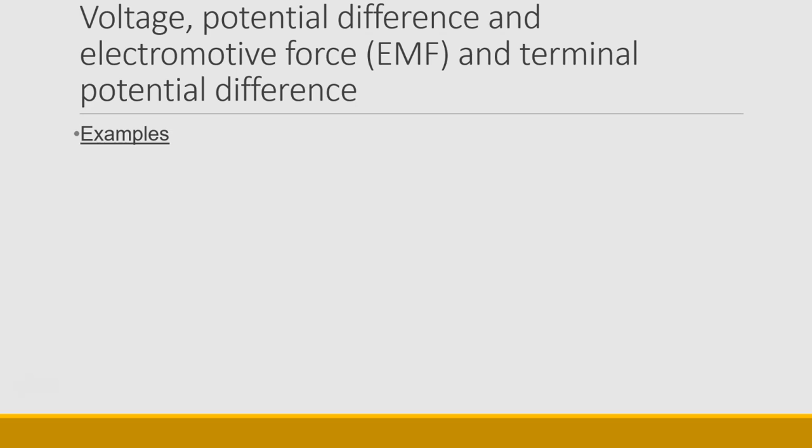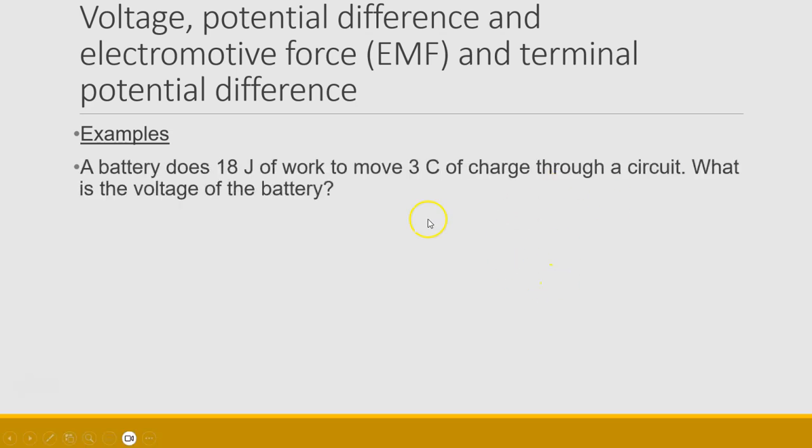Let's take a look at a couple of examples related to voltage. A battery does 18 joules of work to move 3 coulombs of charge through a circuit. What is the voltage of the battery? So the formula is V equals E over Q. Remember, energy and work mean the same thing, so you can also write V equals W over Q. That's 18 divided by 3, so the voltage of the battery is 6 volts.